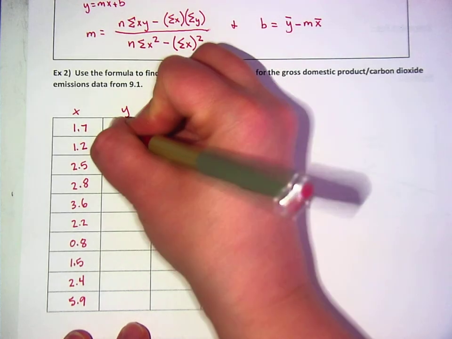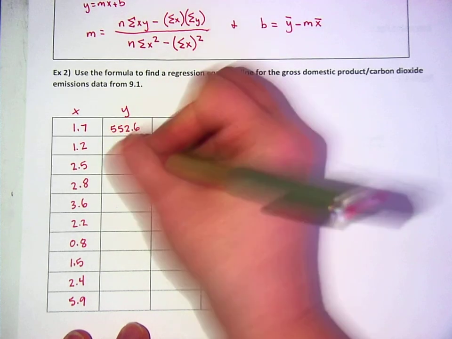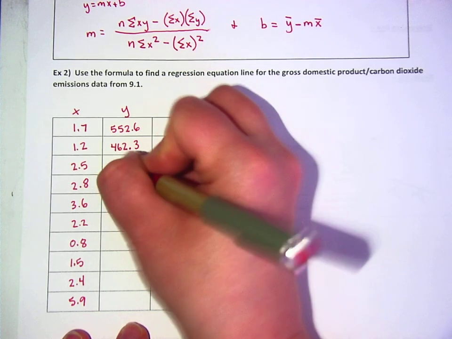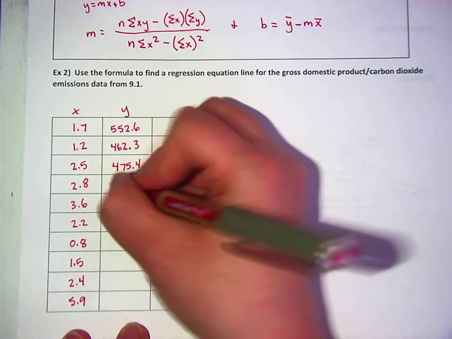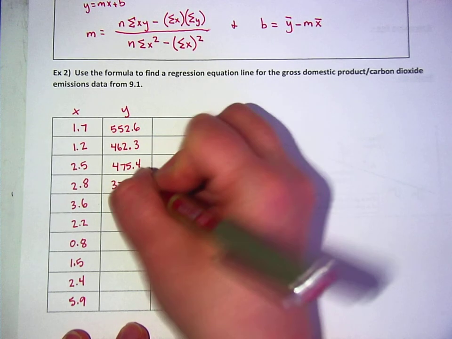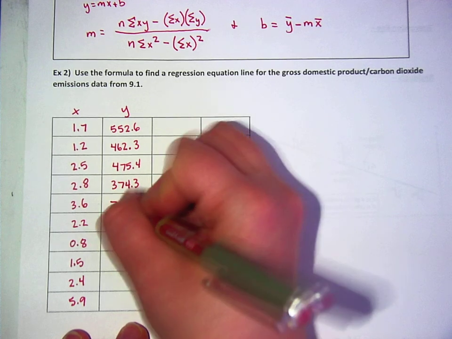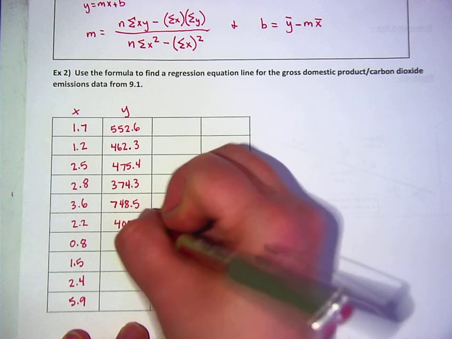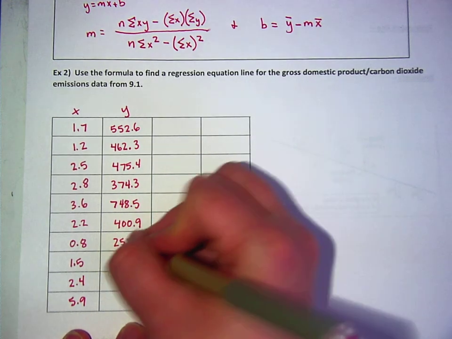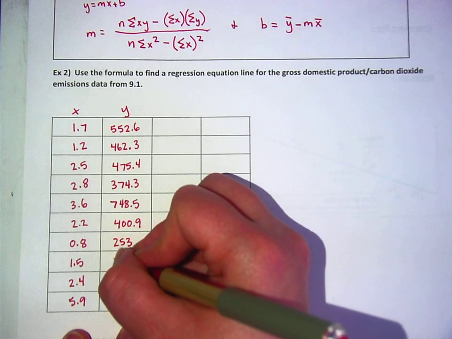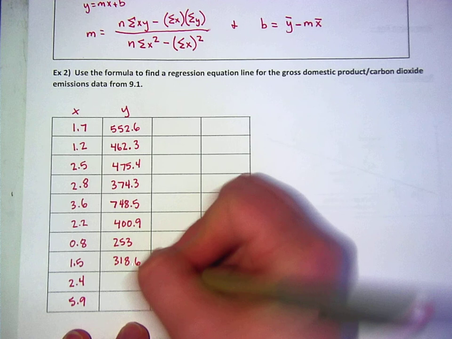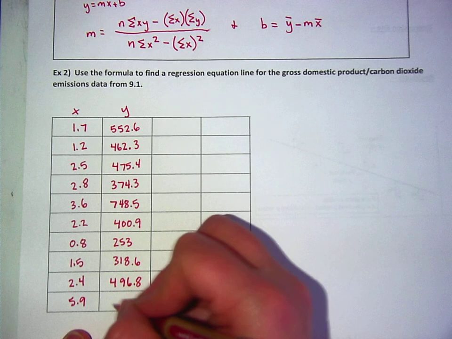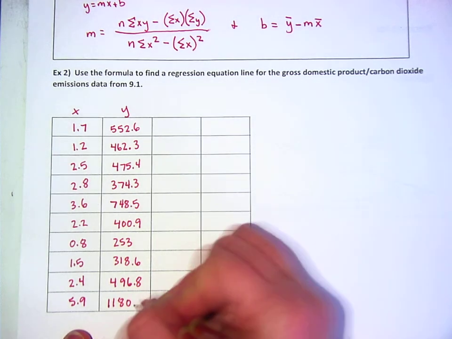In the y column, we have 552.6, 462.3, 475.4, 374.3, 748.5, 400.9, 253, 318.6, 498 or 496.8, and 1,180.6.